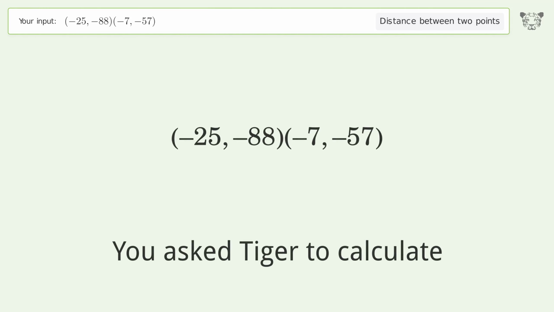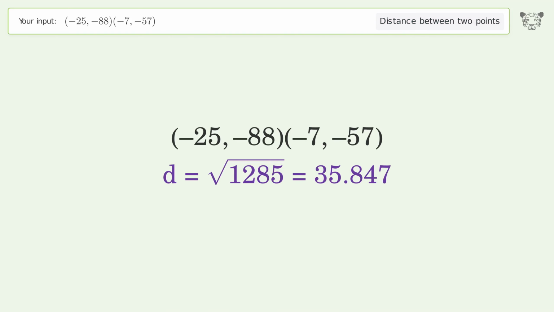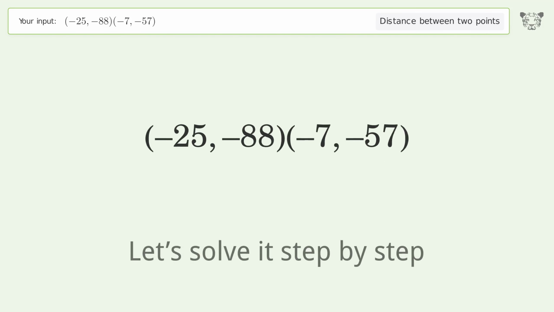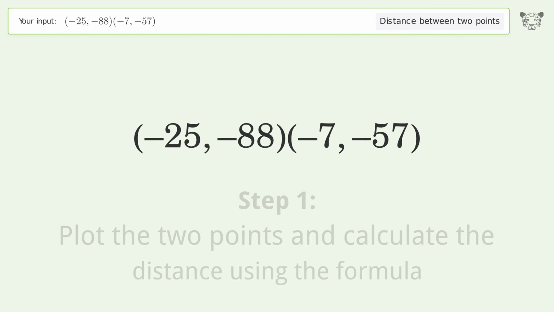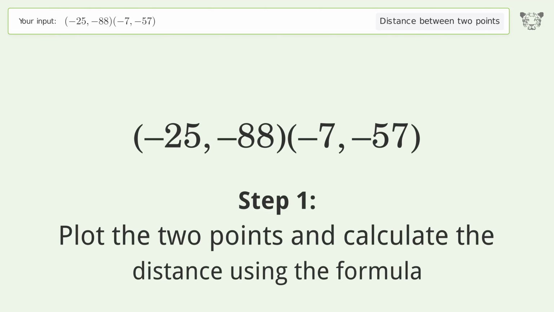You ask Tiger to calculate. This deals with the distance between 2 points. The distance between the 2 points is the square root of 1,285 or 35.847. Let's solve it step by step. Plot the 2 points and calculate the distance using the formula.